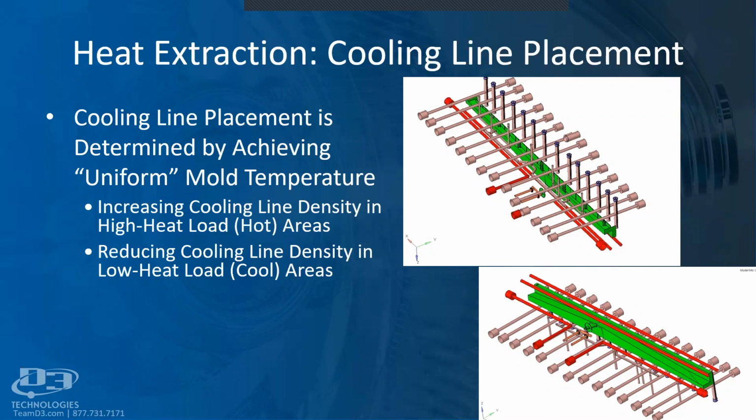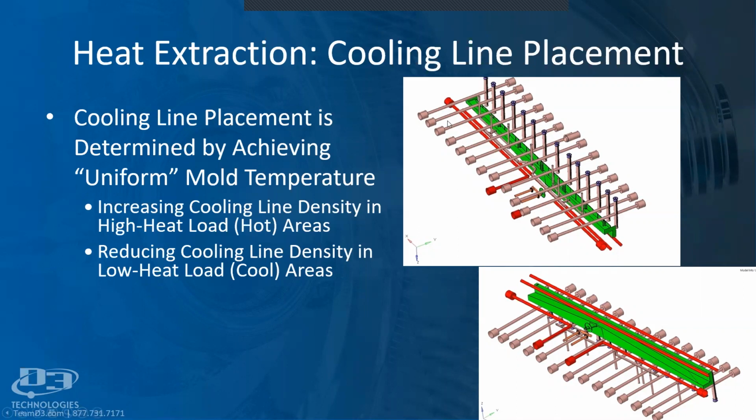And they're going to place those cooling lines based off previous experience and the end goal of achieving a quote-unquote uniform mold surface temperature. If our part wall thickness is uniform, we fill the part fast so we get a uniform melt temperature in the mold. Once we start cooling this part and we have a uniform mold surface temperature, that's going to yield our highest quality part. In order to achieve that uniform mold temperature, we're going to increase the cooling line density in high heat load areas.